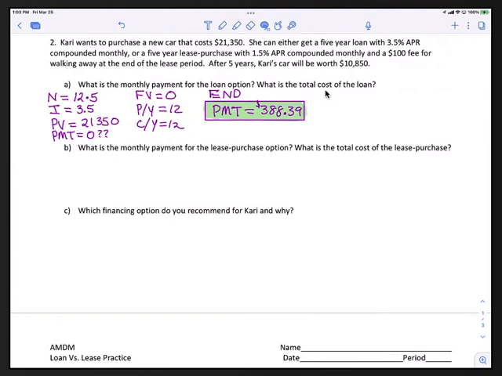Now it says, what is the total cost of the loan? So to get the total cost, you multiply your monthly payments times 60, because you're making 60 payments altogether, plus any down payment, and in this case the down payment is 0. And then you subtract the value of the car at the end of the loan. That's $10,850. So when you calculate all of this, we get our total cost at $12,453.40.